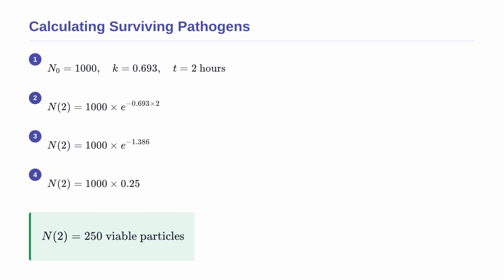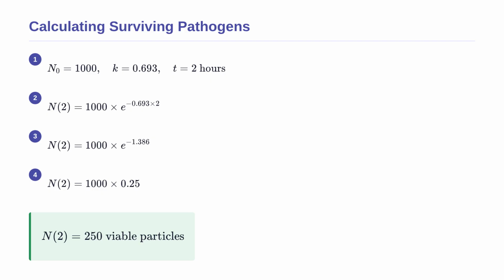Now that we have our decay formula, let us apply it to a real scenario. Suppose a bedbug picks up an initial load of 1,000 viral particles, so N0 is 1,000. The decay constant, k, for this virus is 0.693 per hour. We want to know how many particles survive after 2 hours, so t equals 2. First, we multiply the constant and the time in the exponent, giving us negative 1.386.